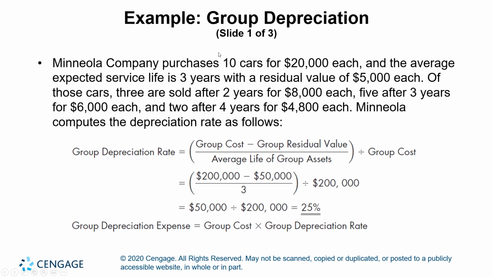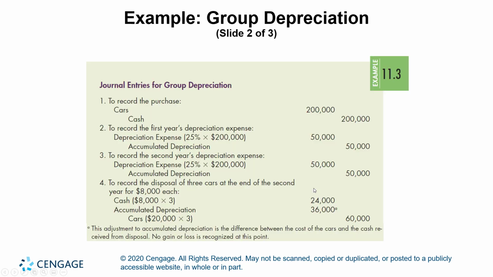To record group depreciation, we debit cars, which is a lump sum purchase, and credit cash. And then the depreciation expense is 25% of the 200,000, so 50,000, and credit accumulated depreciation. The second year would look the same: depreciation expense, credit accumulated depreciation. In the year that they disposed of the cars for $8,000, you would take in 24,000 cash, you would reverse the accumulated depreciation, and then you would wipe out 20,000 in cars.